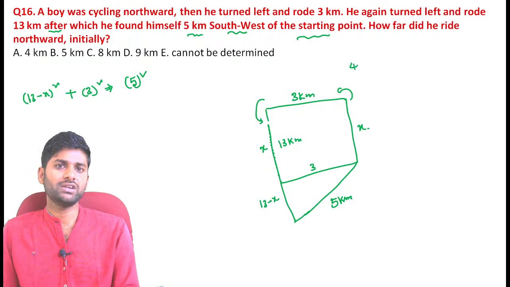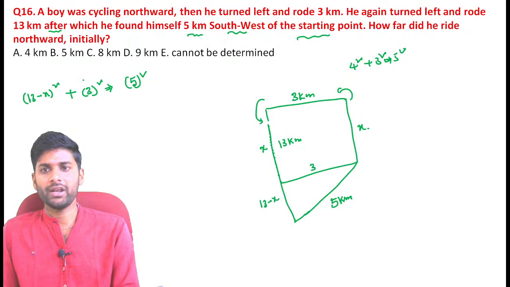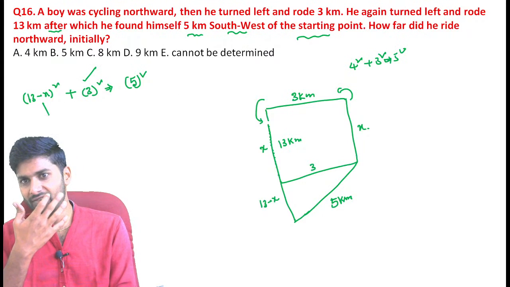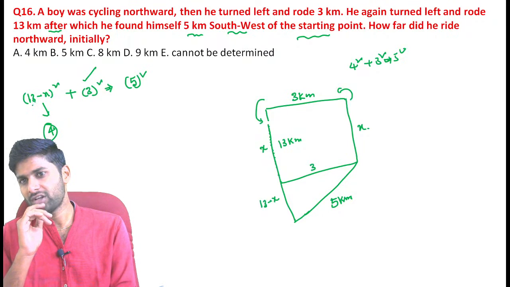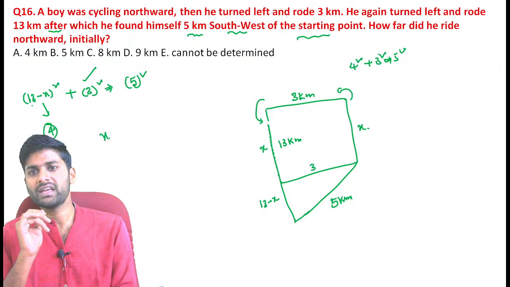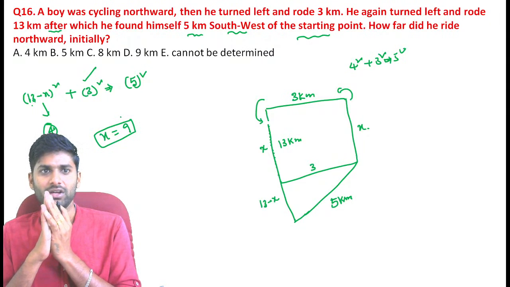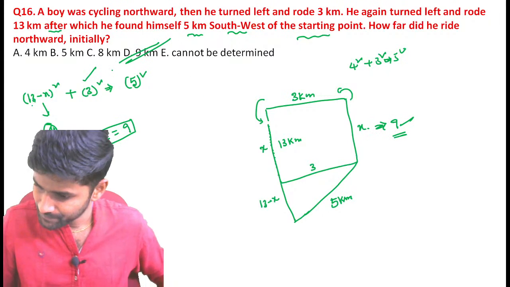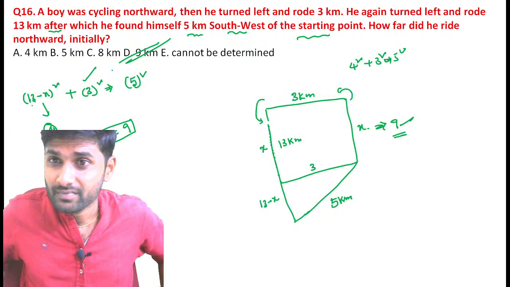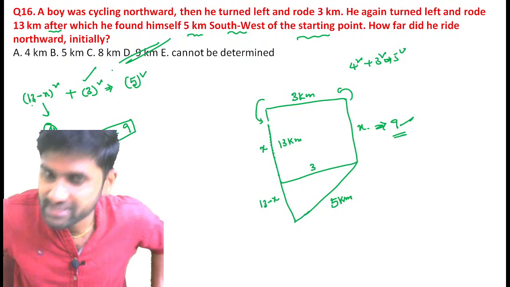We already know that 4 square plus 3 square becomes 5 square. One of the values is equal to 3, so definitely we want the other value to become 4. We want 13 minus x equal to 4. Definitely, x becomes 9. So directly you can get the answer. So x value you can get as 9. So initially he rode 9 kilometers. X value is 9, Nana.